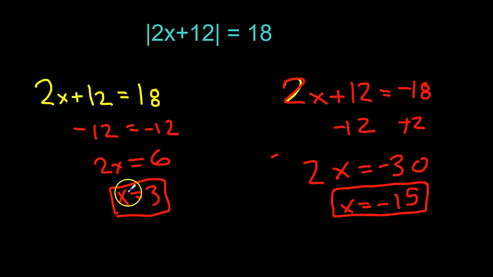And let's see if this works. We'll plug it back in real quick. So let's put in this 3. 2 times 3 is 6, plus 12 is 18. The absolute value of 18 is 18. Let's try negative 15. 2 times negative 15 is negative 30. If we add 12 to negative 30, we get negative 18. So 2x plus 12 is now negative 18. Well, the absolute value of negative 18 is 18. So both of these are solutions to the equation. Often when you're doing absolute value, you're going to get either 2 solutions, 1 solution, or 0 solutions.